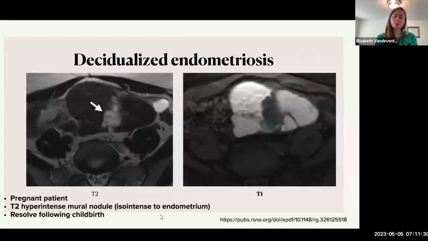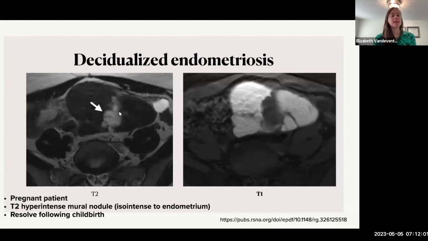And then as mentioned previously, another atypical presentation of endometriosis or endometriomas is this decidualized endometriosis in an endometrioma. So this occurs exclusively in pregnant patients. It has to do with the level of progesterone that's being produced. So we can see in this patient, they have a septated endometrioma, which is this entire thing. It's T2 hypointense, T1 hyperintense.